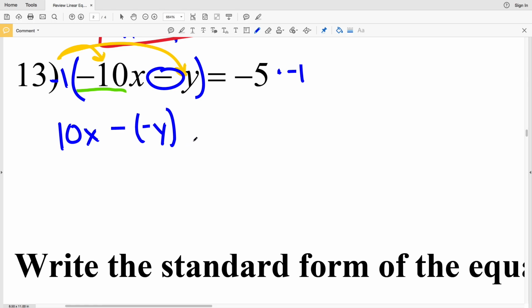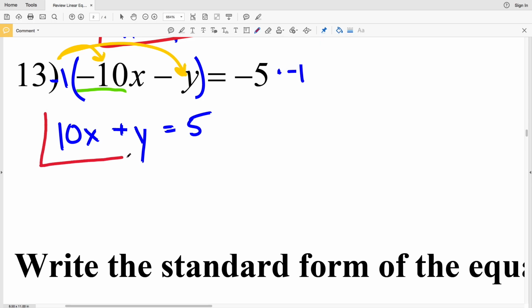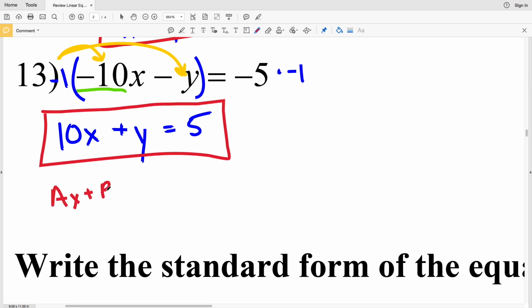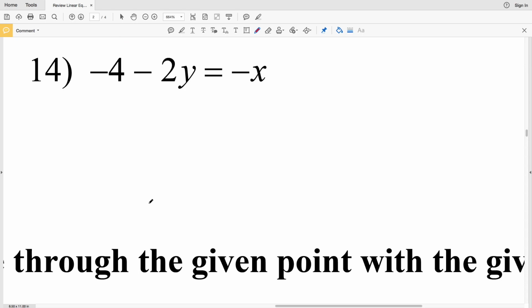However, subtracting a negative is the same as adding a positive. So I'm going to have 10x plus y, and that's going to be equal to -5 times 1, which is +5. So my solution, number 13, is 10x plus y equals 5. My a is 10, my b is 1, and my c is 5. ax plus by equals c. And lastly in this video, number 14.